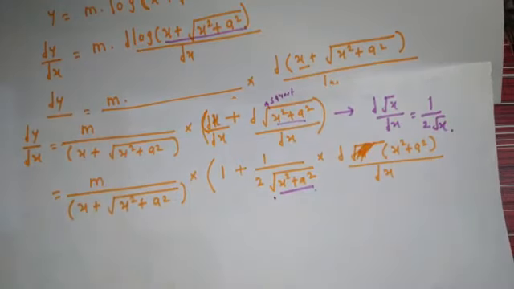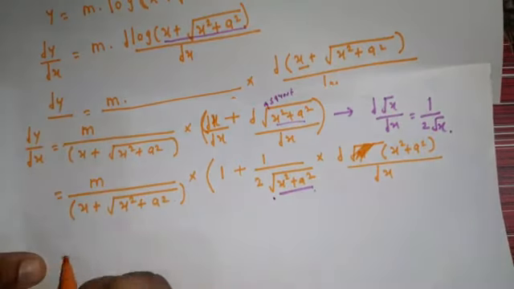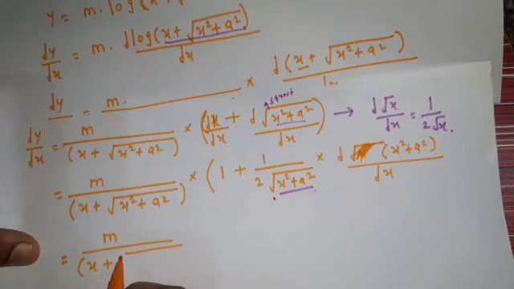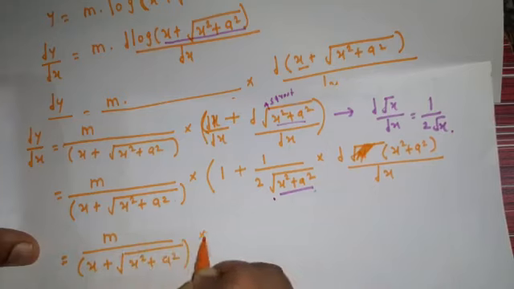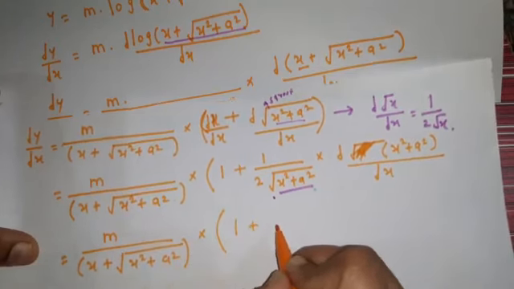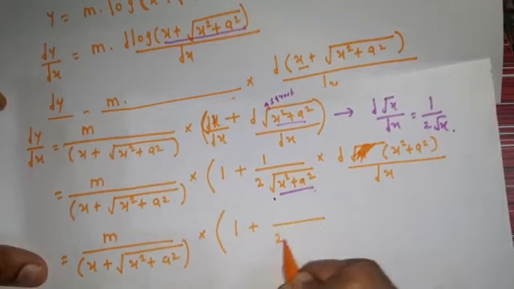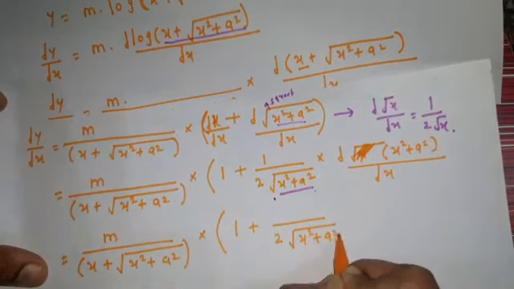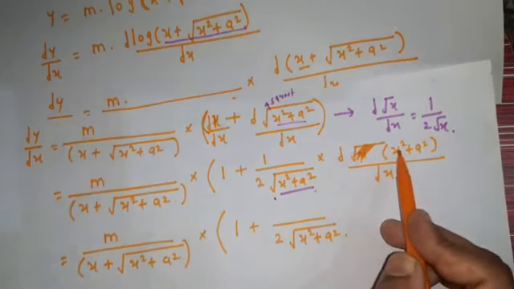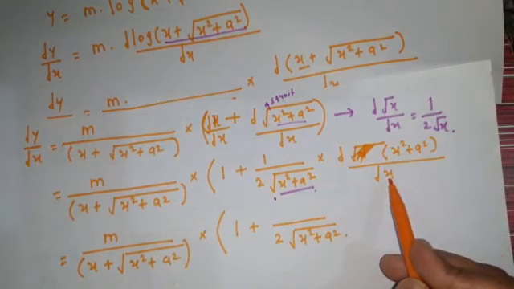Okay students, so now this is equal to m upon (x plus square root of x square plus a square) into 1 plus 1 upon 2 into square root of x square plus a square into, see students, differentiation of x square plus differentiation of a square.